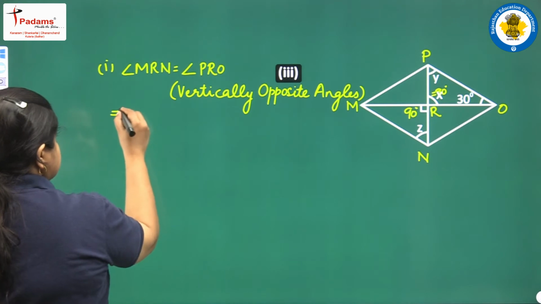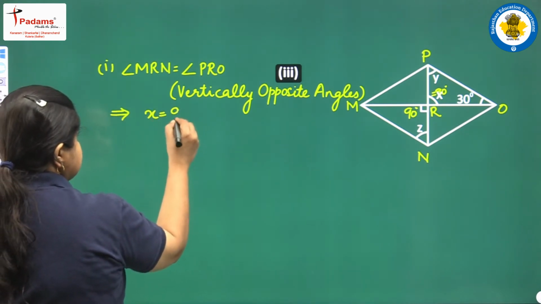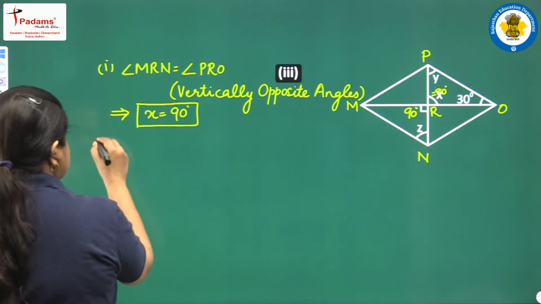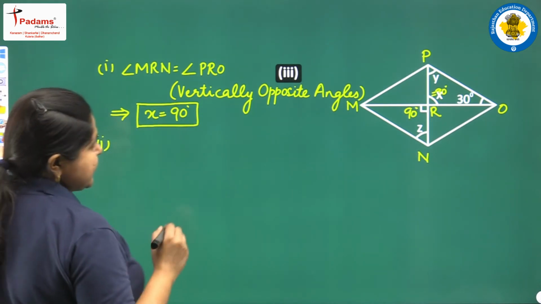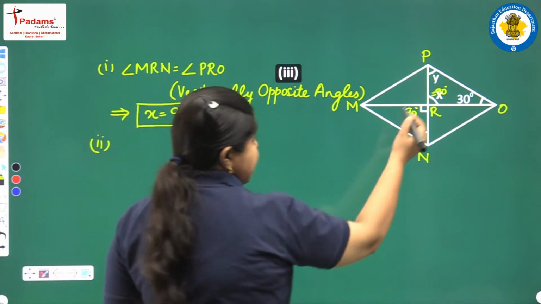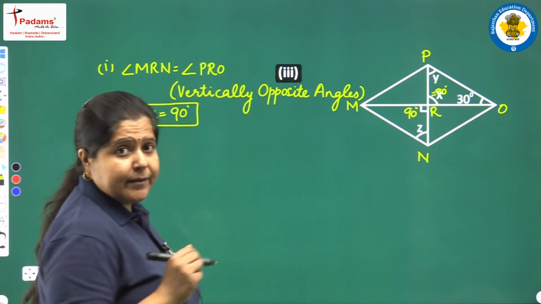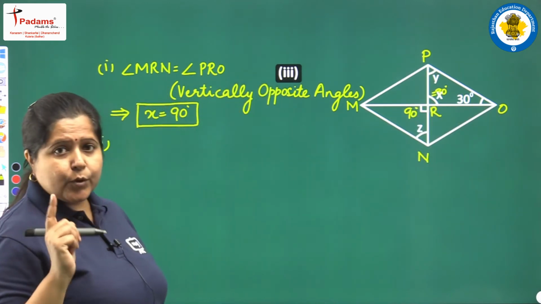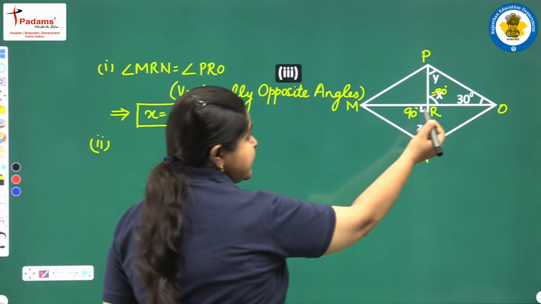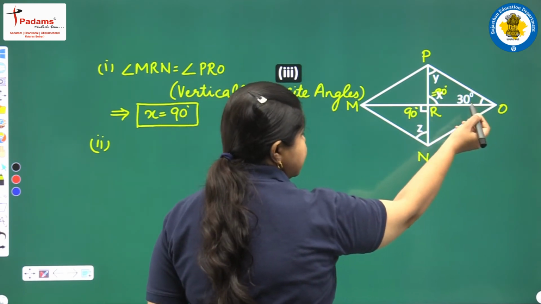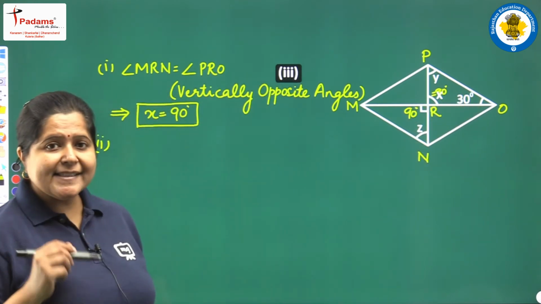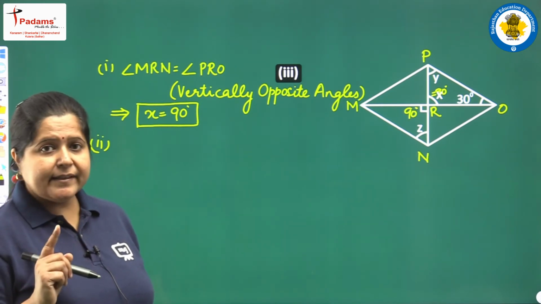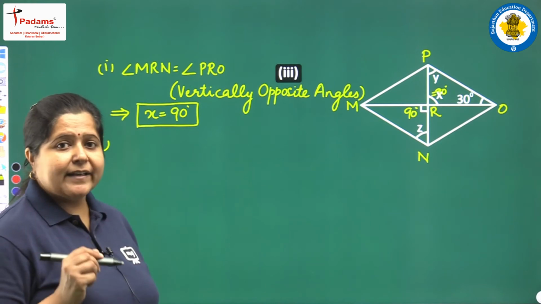This gives us x equal to 90 degree. So this is the first value that we have got. Then second part we will do in this one. We can find y easily, because in triangle PRO you can see we know two of its angles, this one of 90 degree and this one of 30 degree. So by using the angle sum property of a triangle in which the sum of three angles is 180 degree, we can easily find out this angle y.